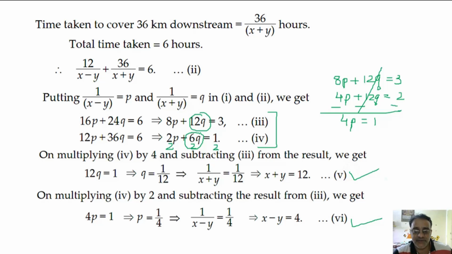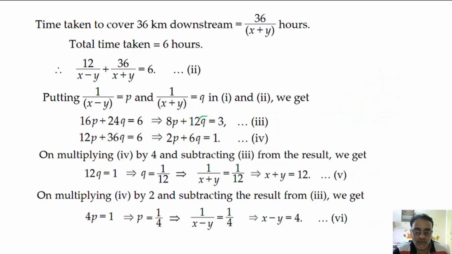So ये 5, 6 को फिर से सॉल्व करना पड़ेगा. अभी P को निकालने के लिए जो मेथड बताने वाला हूँ वो ध्यान से सुनो. We can substitute Q directly here. So what you will get, 8P plus 12 into, क्योंकि 12 का मल्टीपल है डायरेक्ट, 1 by 12 is equals to 3.